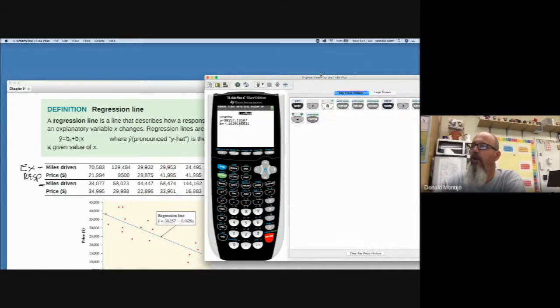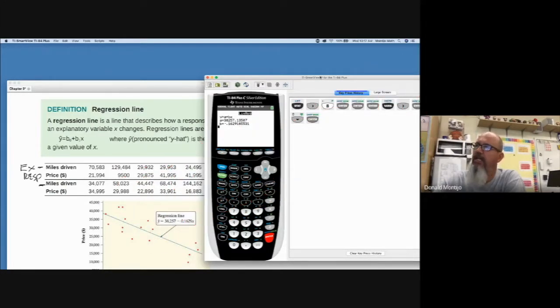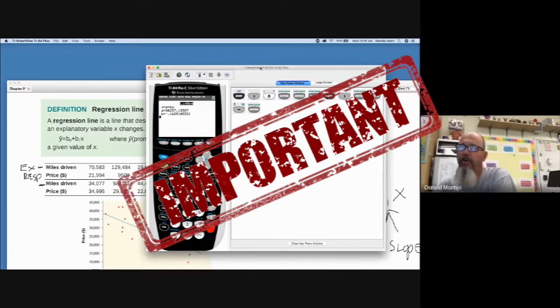Pretty cool. But it didn't give us r, the correlation. How strong is this relationship? Remember, r is going to tell us direction and strength. The calculator didn't do that for us, but it can. First, we have to tell the calculator what to do. We need to turn what's called the diagnostics on.